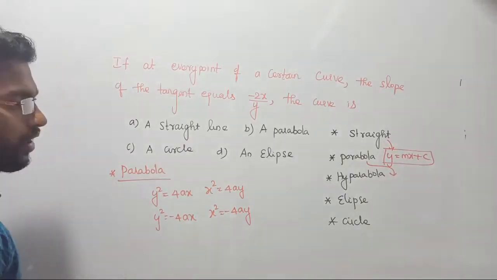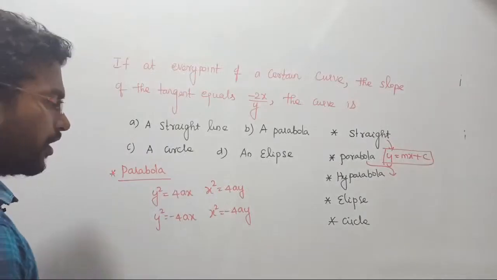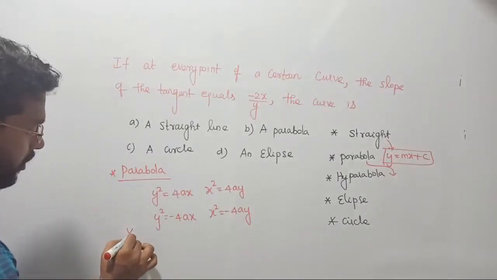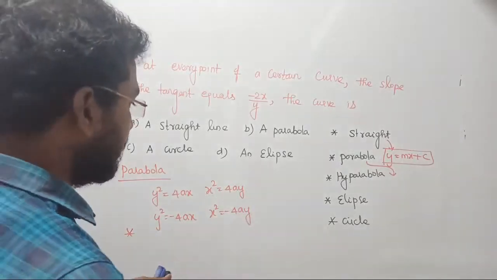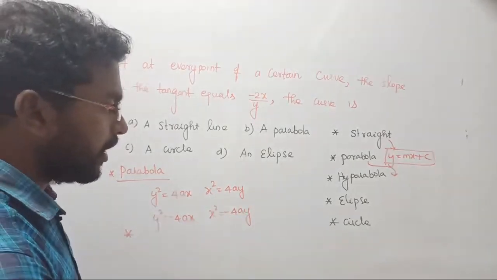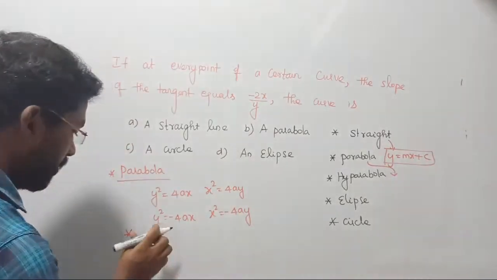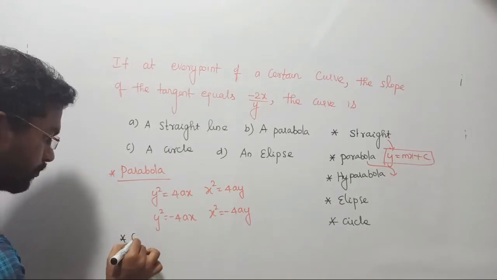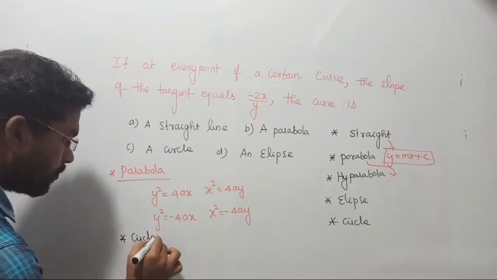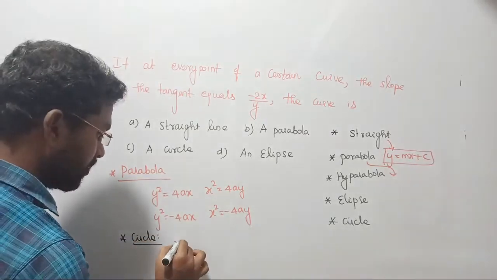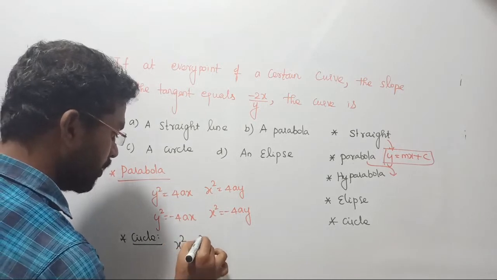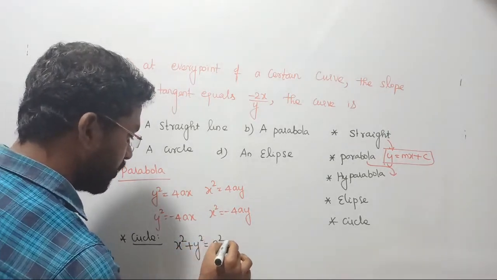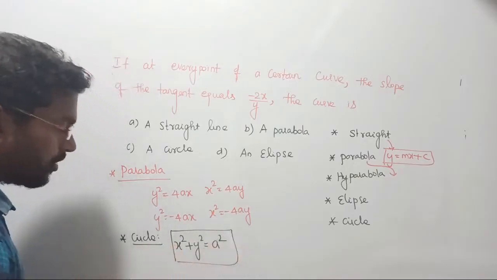Similarly, when we are looking for ellipse and hyperbola, let me figure it out, right? Wait a minute. Once again, let me derive this one, right? For ellipse and hyperbola, I will write the answer now. First, for circle, I will complete. For circle, what will you get? Your equation will become x square plus y square equal to a square or r square. That is the equation of circle, right?